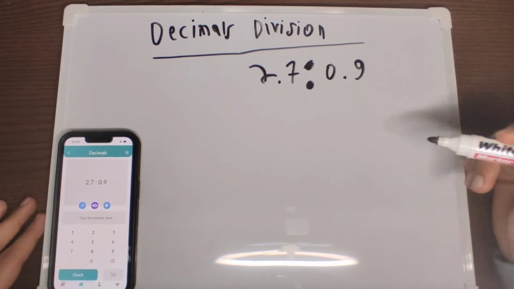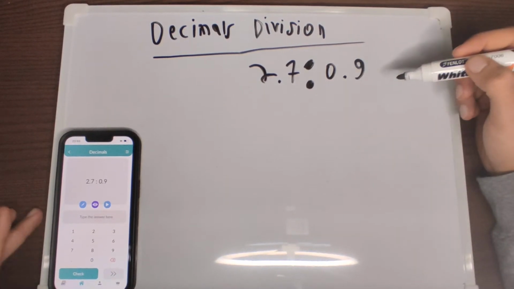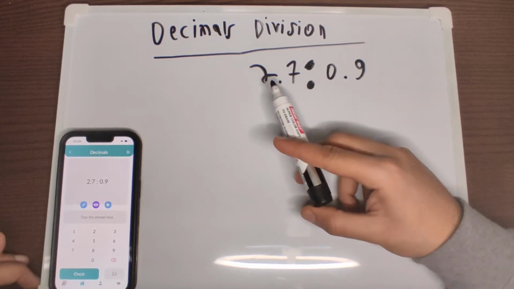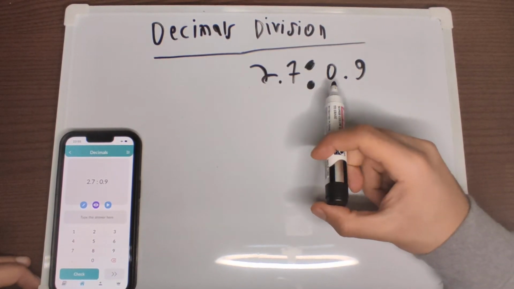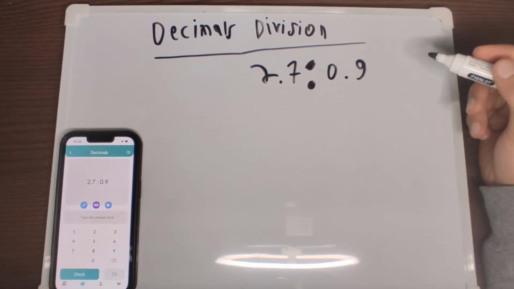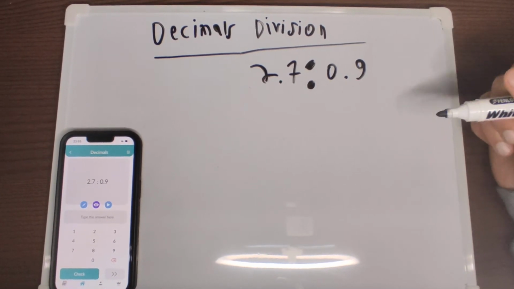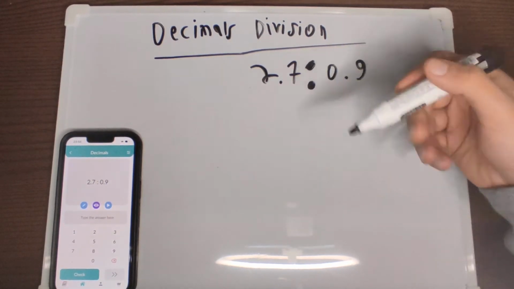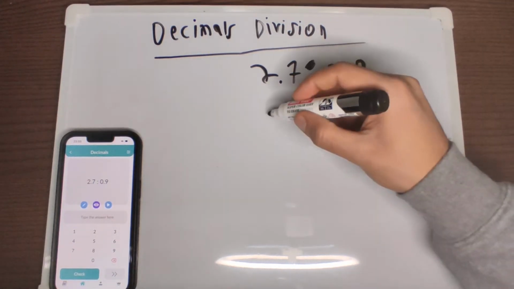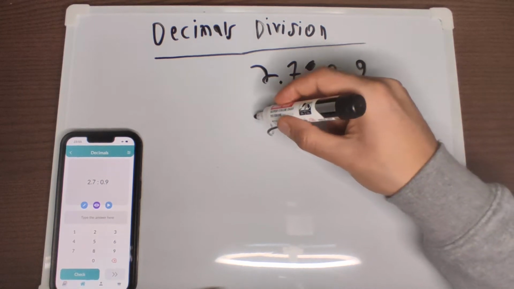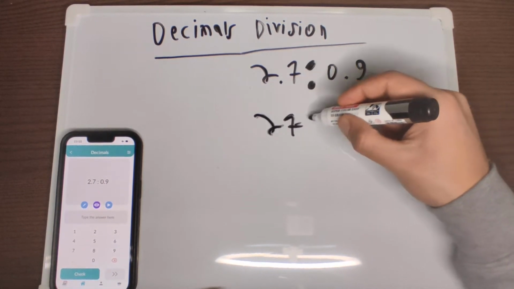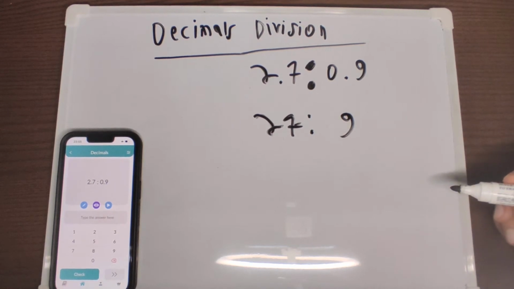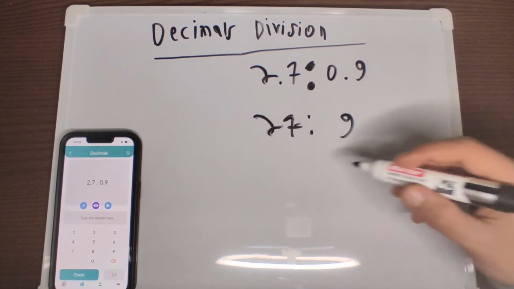Division. Okay, so now we are in decimal division. Let's take an example and see the exercise 2.7 divided by 0.9. Okay, so in normal numbers, let's assume that it was this exercise: 27 divided by 9. How would we solve it?